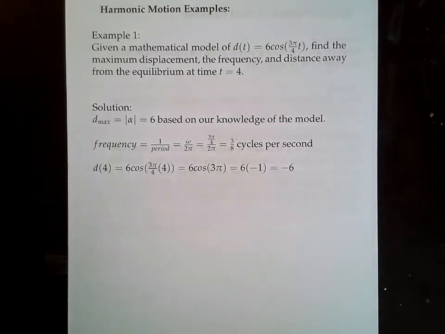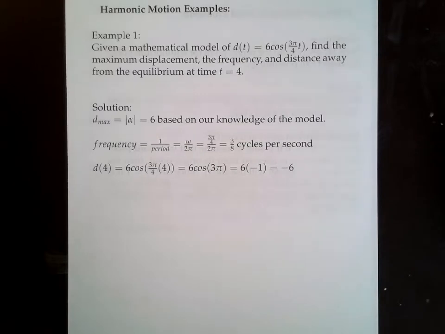All right, so let's look at a harmonic motion example. Example 1: given a mathematical model of d of t, so our distance at time t, is equal to 6 times cosine of 3 pi over 4 t, we want to find the maximum displacement, the frequency, and the distance away from the equilibrium at time t equals 4.